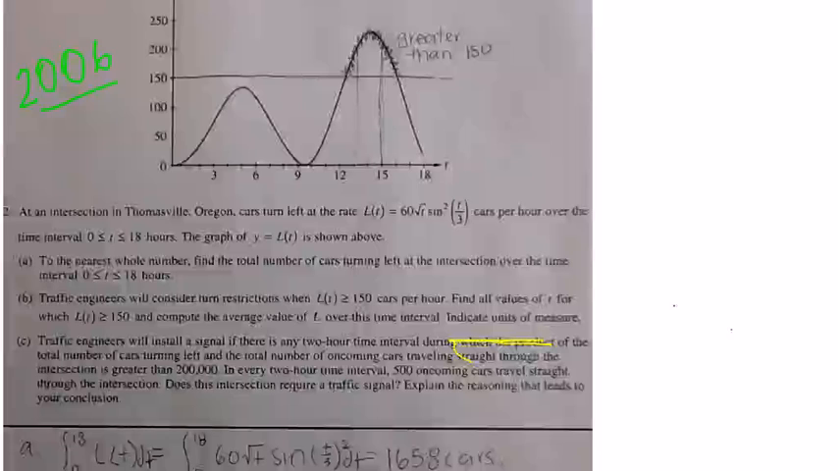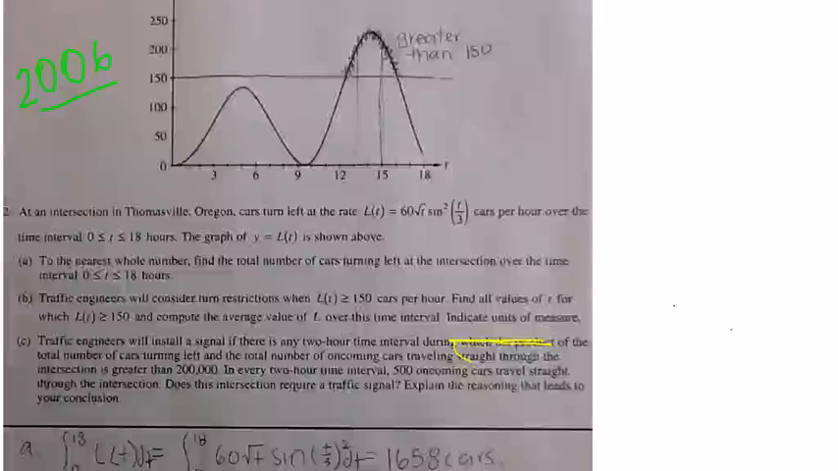So I'm doing question 2 from the 2006 exam, and it asks, at an intersection in Thomasville, Oregon, cars turn left at a rate of L(t) cars per hour over the time interval 0 ≤ t ≤ 18 hours. The graph of y = L(t) is shown above, right there.